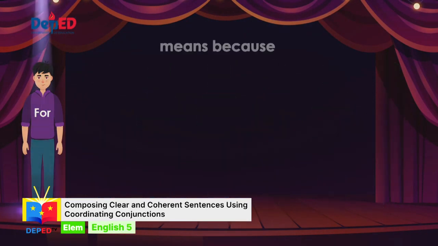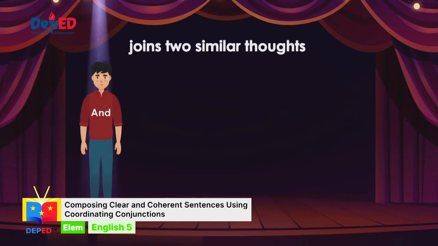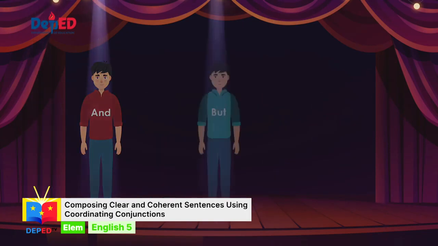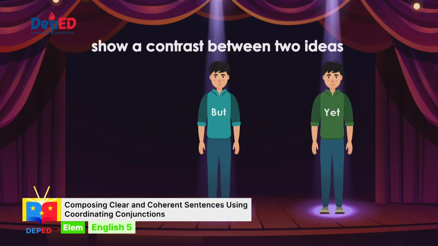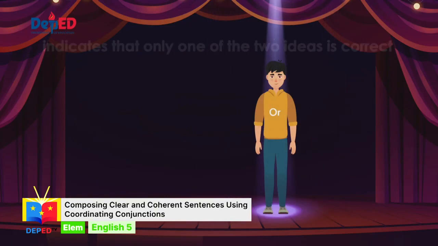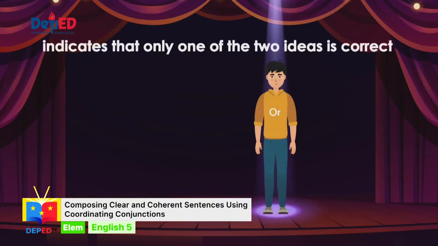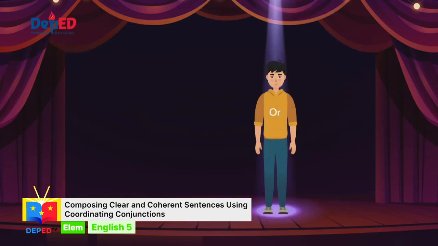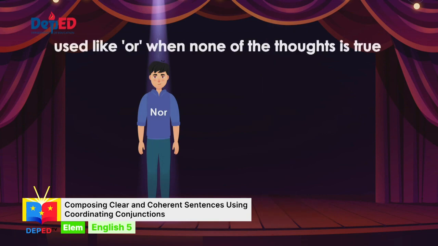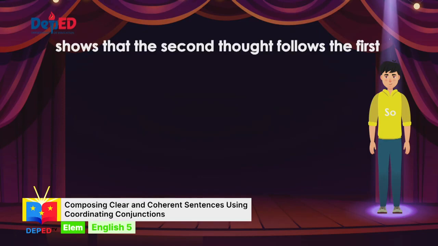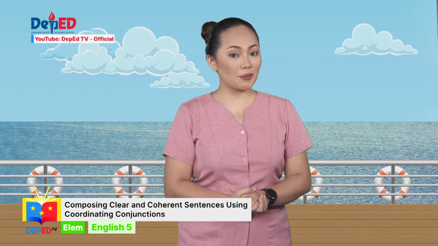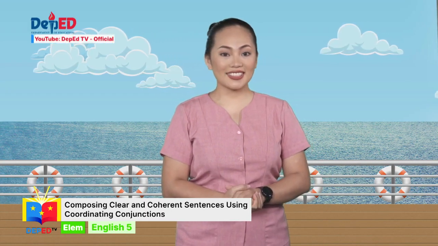For is used to mean because. And joins two similar thoughts. But and yet show a contrast between two ideas. Or indicates that only one of the two ideas is correct. Nor is used like or when none of the thoughts is true. And so shows that the second thought follows the first. Have you taken note of the different purposes of coordinating conjunctions?